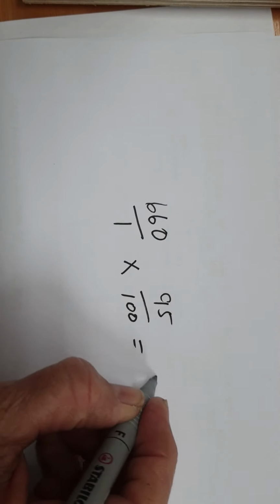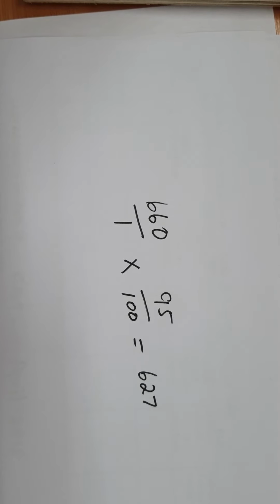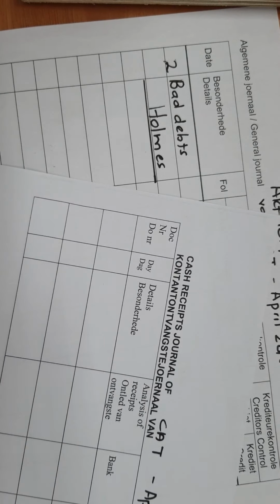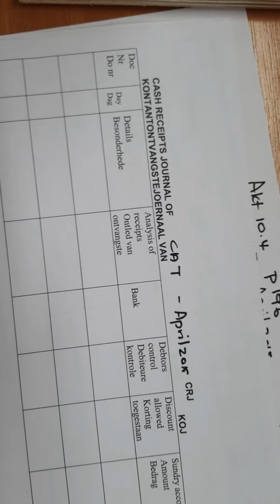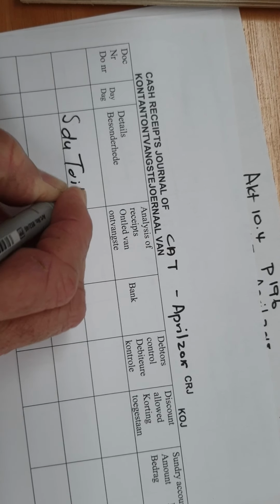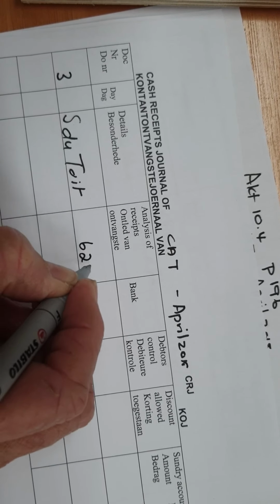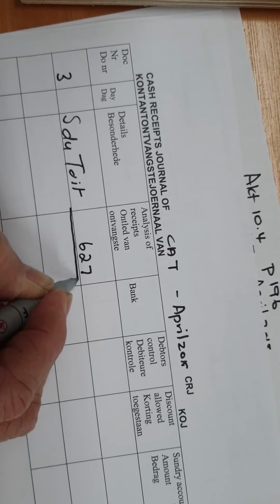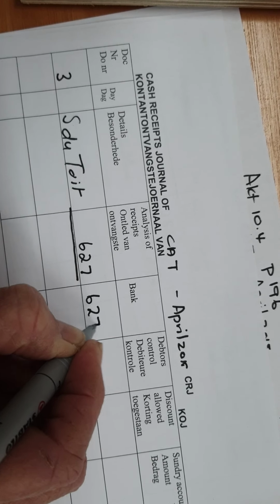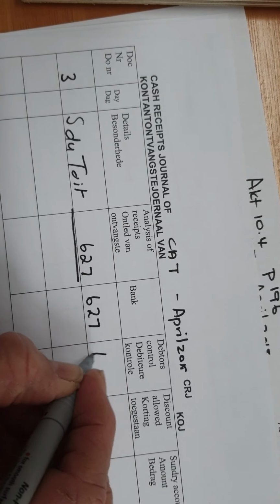So we're going to receive 627. So we're going to receive this money. When we receive money, we put it in the cash receipt journal. Nou gaan jy na jou KOJ toe, want jy ontvang geld. Hoeveel ontvang jy? En van wie ontvang jy? Vanaf S de TUI. En die datum is die 3de. Hoeveel ontvang jy van hom? 627. Dis die einde van die dag. Jy gaan dit 627 bank. Maar jou debiteur word minder met die volle bedrag van 660.